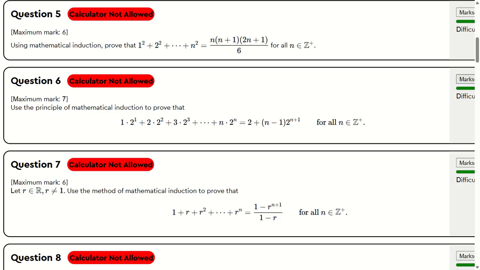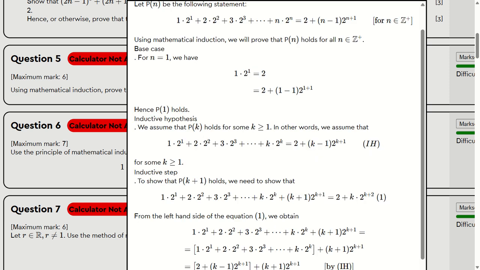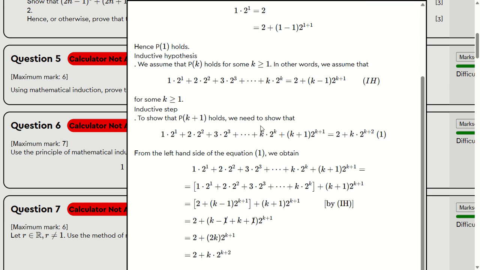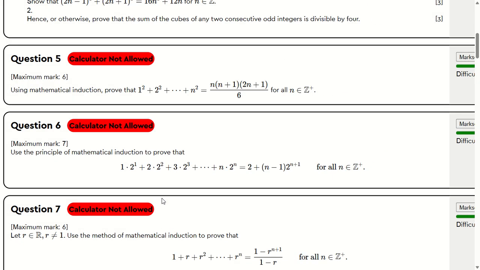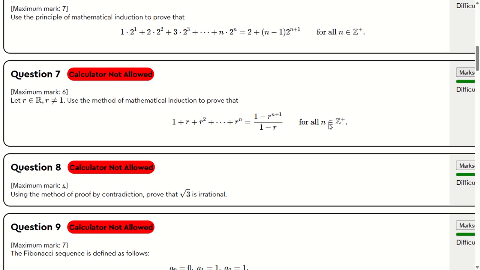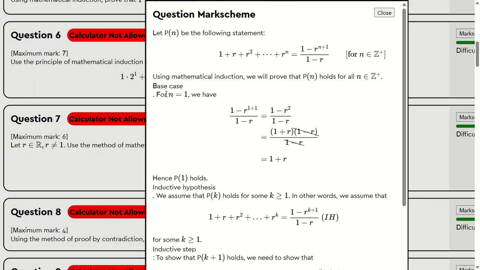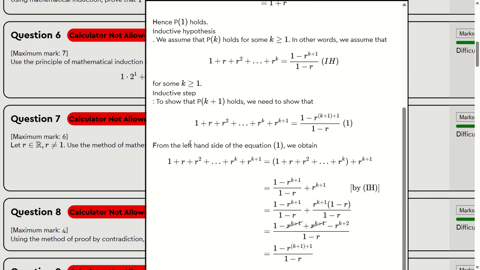All are same. If you just go for this one, here for n equals to 1, for n equals to k, and then for n equals to k plus 1. Okay, same process. Just calculations are different. And here, if you go for question number 7, here also for n equals to 1, then n equals to k, and then for n equals to k plus 1. And then you have to do some calculations.